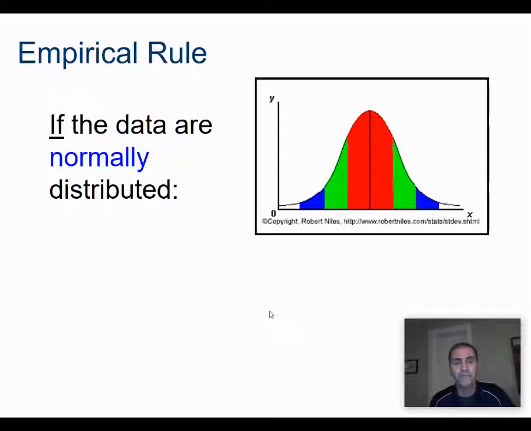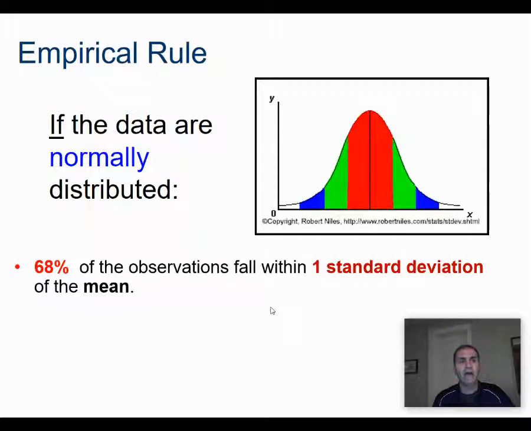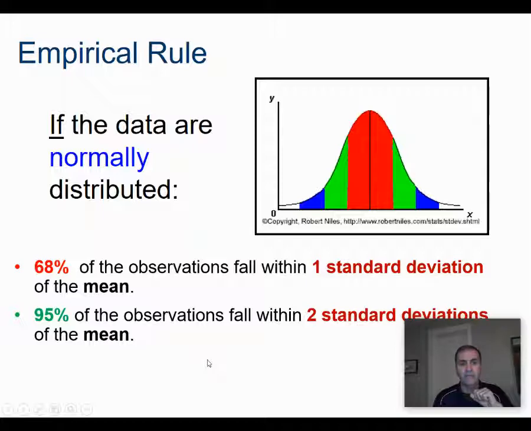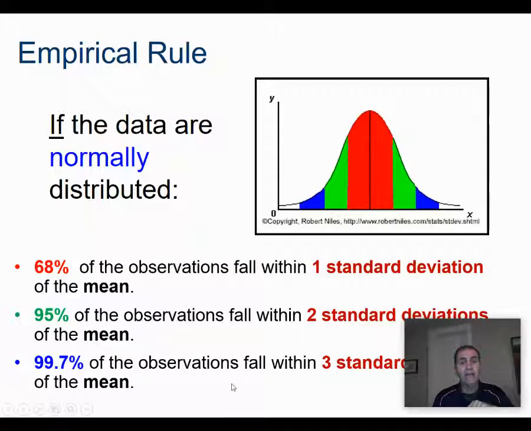So here's the important part that you need to understand. If the data is normally distributed, that means that around 68% of the observations should fall within one standard deviation of the mean, as represented by the red in this bell curve. 95% of the observations fall within 2 standard deviations of the mean. So that means all of the data that includes the red and the green, and 99.7%, almost all of it, will fall within 3 standard deviations of the mean.